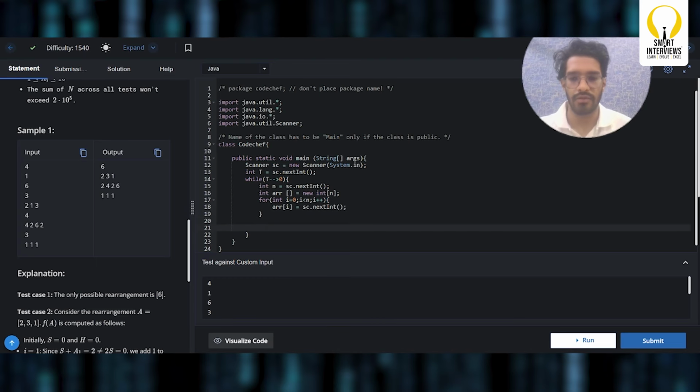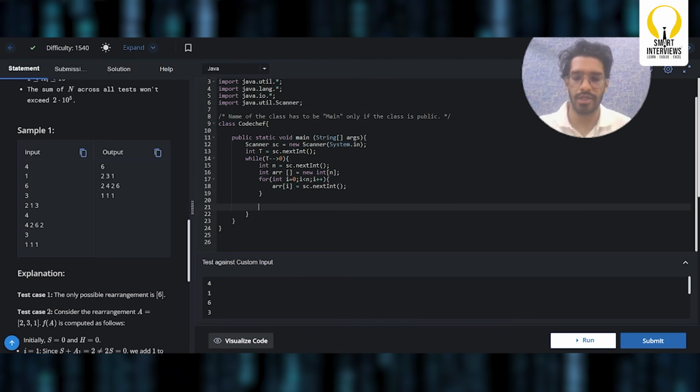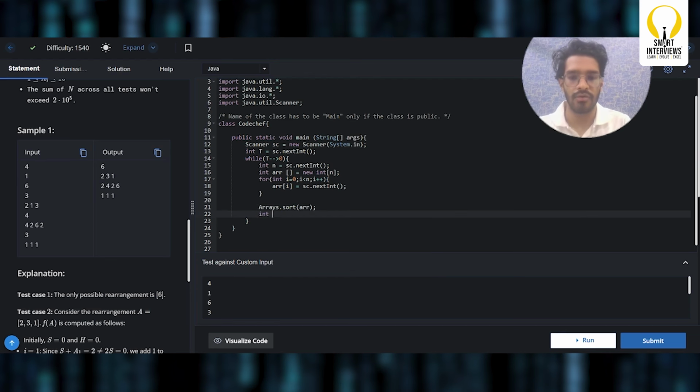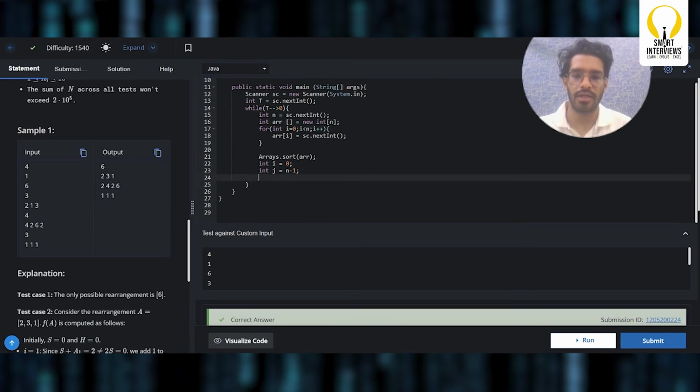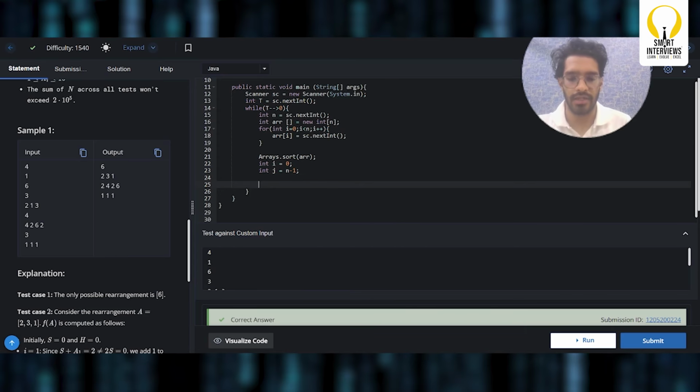Right. Once you are done with this, according to our logic, we will be sorting the array. So we can simply do Arrays.sort(arr). This will sort the array. Now we have to always pair up the smallest value and highest value. So we can have two pointers like this: int i equals 0, int j equals n minus 1. After this, we have to pair them up, right? We don't have to store them anywhere. We can directly print the answer.